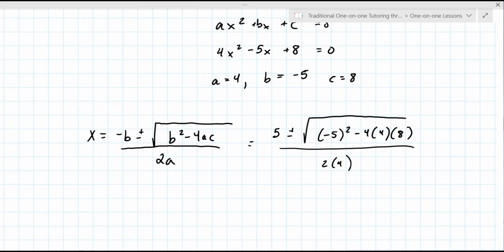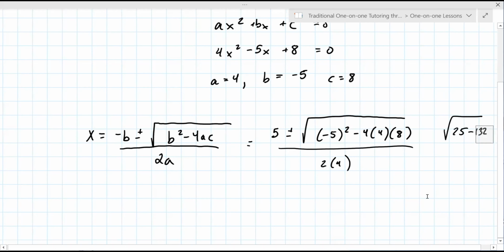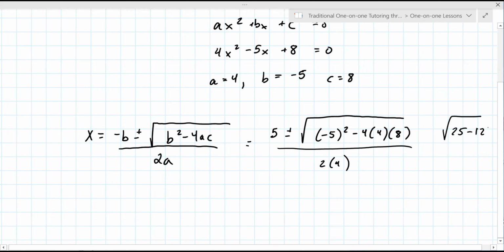Let me look up the answers just real quick. Okay, 25 minus, this is 4 times 4 is 16, or 4 times 8 is 32, and then 4 times 32 is 128. So it ends up being inside the root there 25 minus 132, neither of those seem right. Why am I not doing this right? Oh, it's 128. Yes, 128, sorry about that.